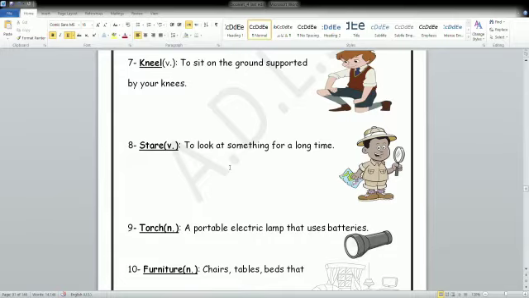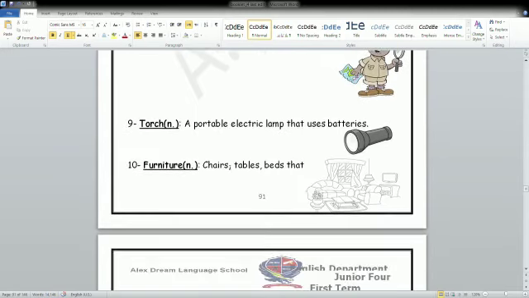Next, torch. The word torch. A portable electric lamp that uses batteries. Portable means something that you can carry easily. We can get light, of course, from a torch by using batteries. For example, he used his torch when the light went out.